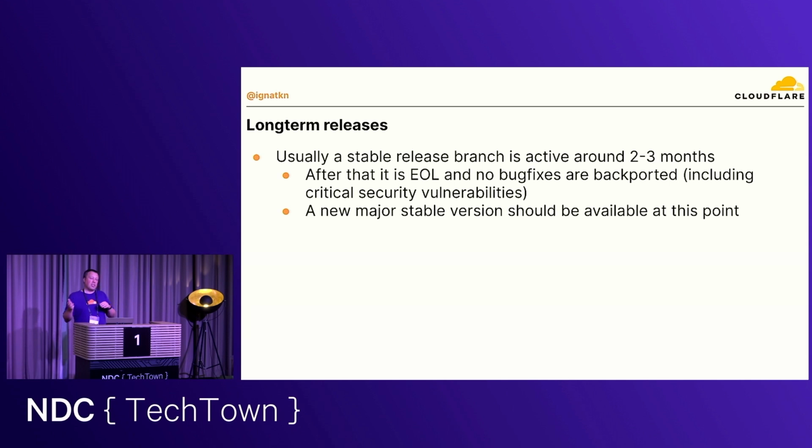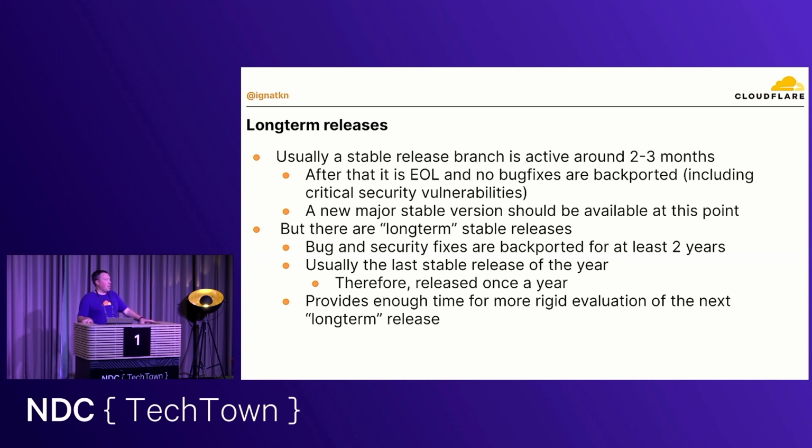And at this point you're just encouraged to move to a new major version, but obviously you need to test it more thoroughly because it has features in it, so it might be too expensive to test a new kernel release every 2 to 3 months. So if this is the case, there are so-called long-term stable releases for which bug and security fixes are backported for at least 2 years, but some branches live for 5 years or more. And it's usually the last stable release of the year. Therefore, we can say a new long-term release is roughly available every year.